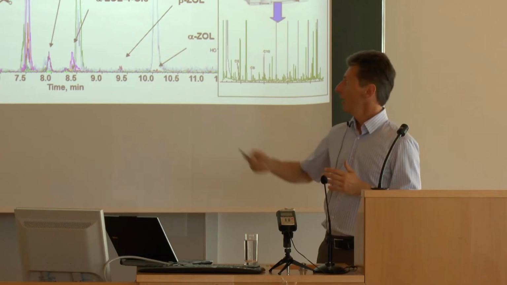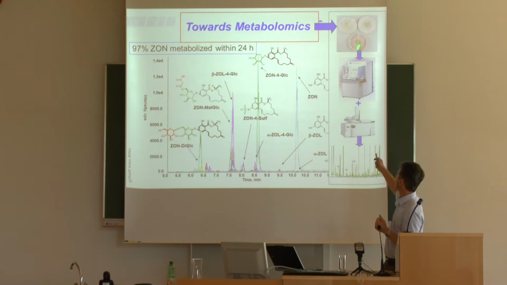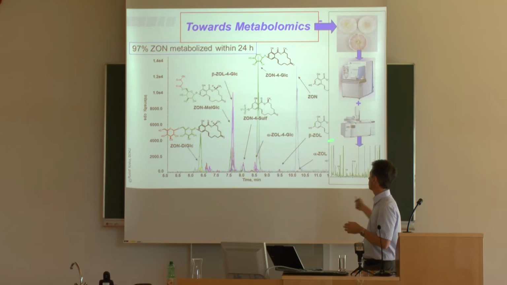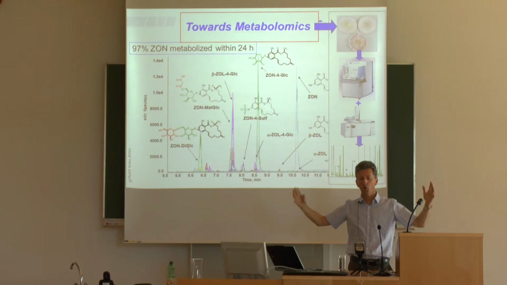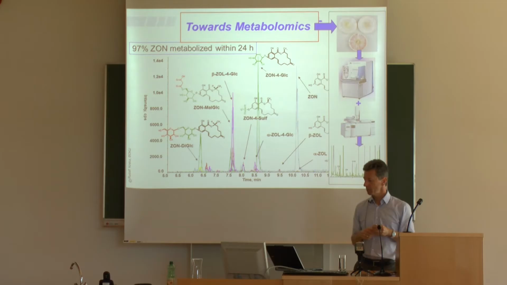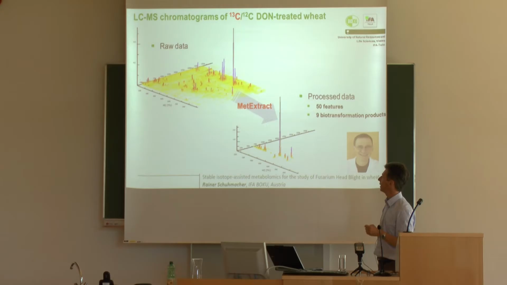And that actually leads us towards metabolomics, where we combine our sample preparation with high-resolution mass spectrometry and gas chromatography, so LC high-resolution mass spectrometry combined with gas chromatography with MS, to cover the whole set of all possible small molecules, secondary metabolites which are formed by an organism. That is actually done by Rainer Schuhmacher. He's the head of our metabolomics group.